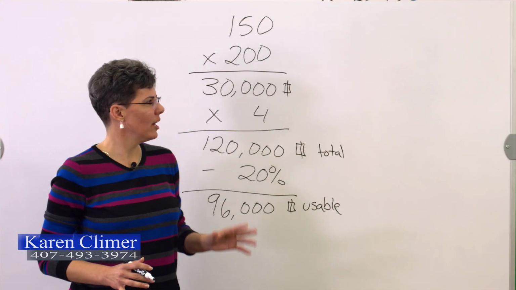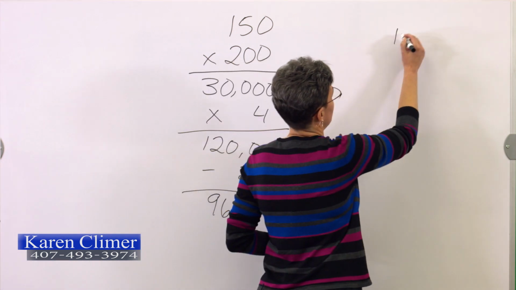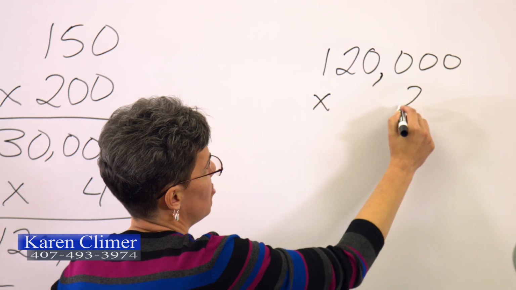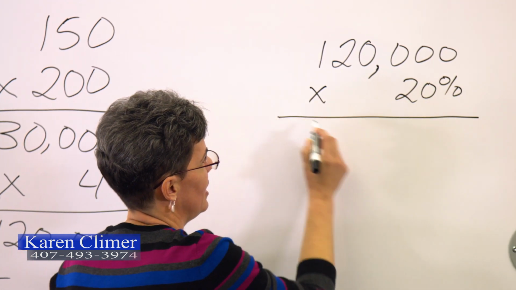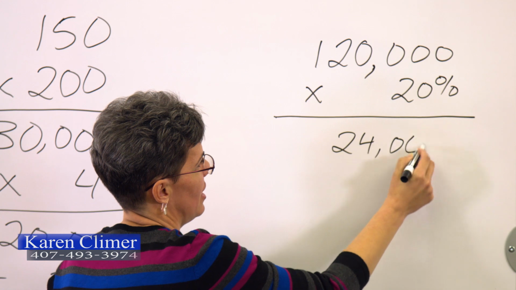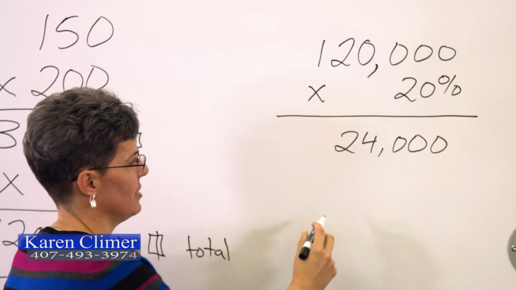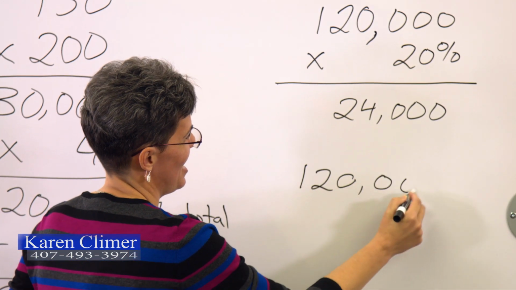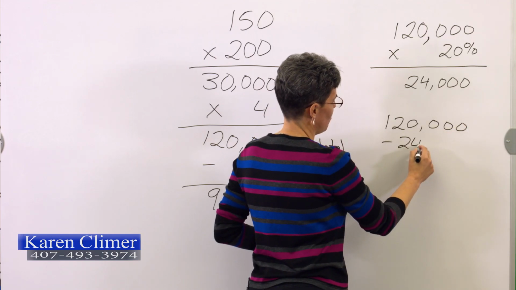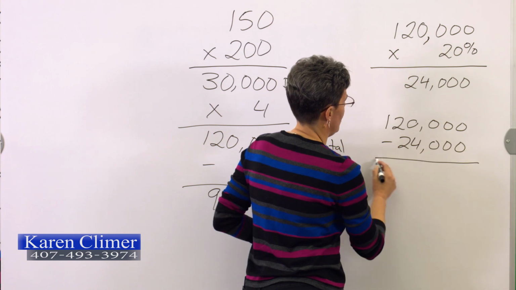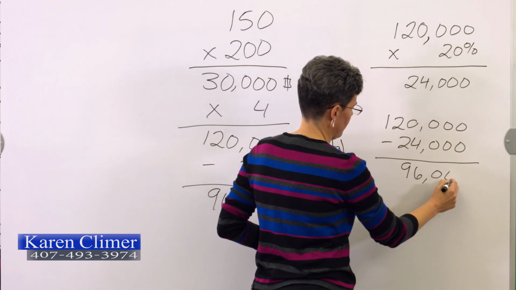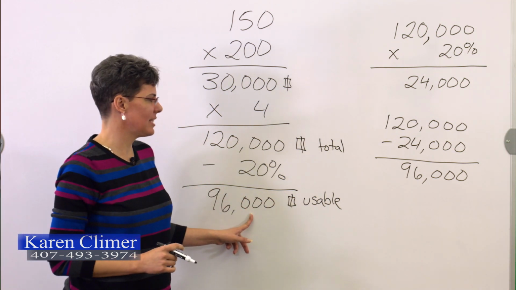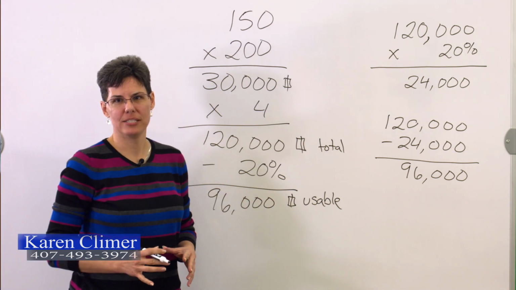If you don't like that, what you could do is come over here on the side and do 120,000 times 20%. And that's going to give you 24,000. That's how much we lose to common areas. So then you take 120,000 minus 24,000, and you get 96,000. So whichever method you use, you come up with 96,000 of usable space.